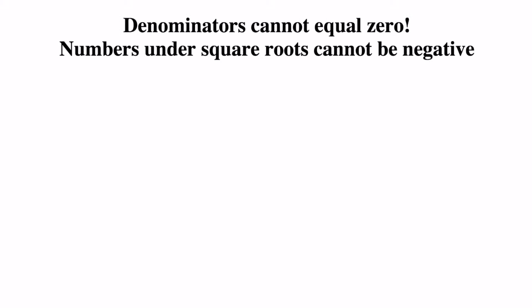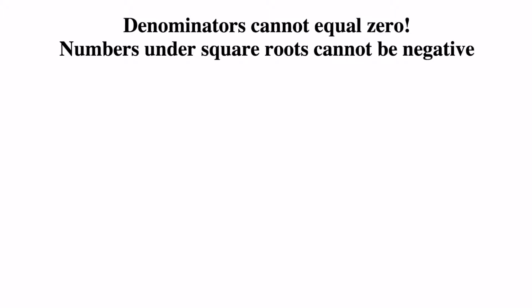In this video, we'll be learning how to find a function's domain. To do this, we're going to use two key rules that we'll always have to keep in mind. Those rules are the following. Denominators cannot equal 0. Remember, it is impossible in mathematics to divide by 0. Therefore, a function's denominator cannot equal 0.